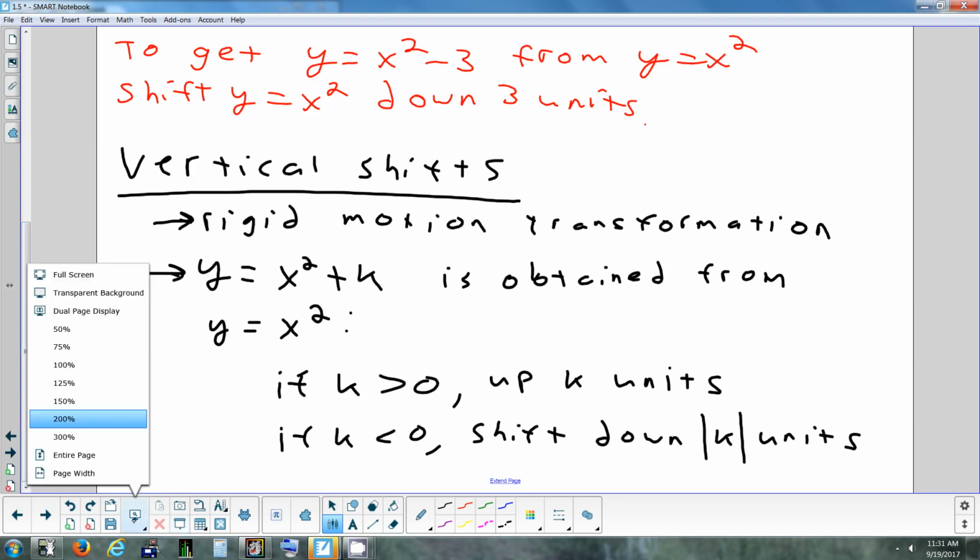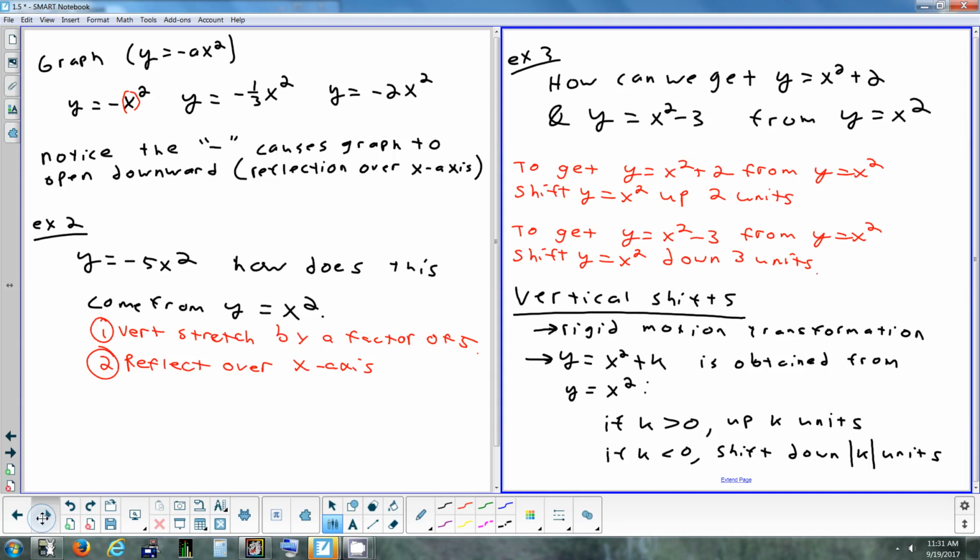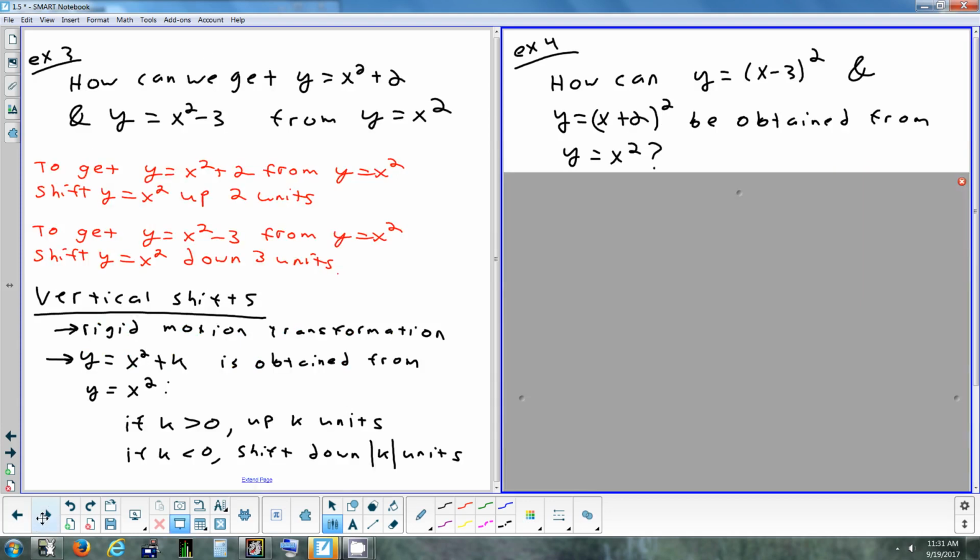Okay. So let's compare that to something like this. I still have a plus or a minus, but now it's inside the parentheses. Ian, do you have a guess what that plus or minus is going to do, being inside parentheses? So move it up or down, or move it left or right. Yes, it is going to move left or right.